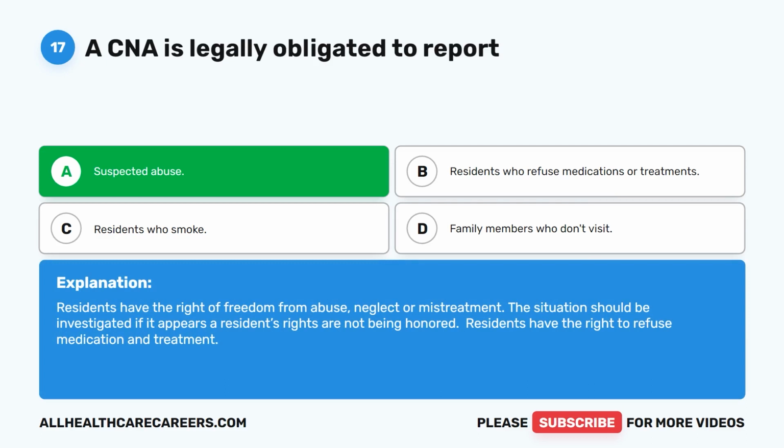Residents have the right of freedom from abuse, neglect, or mistreatment. The situation should be investigated if it appears a resident's rights are not being honored. Residents have the right to refuse medication and treatment.